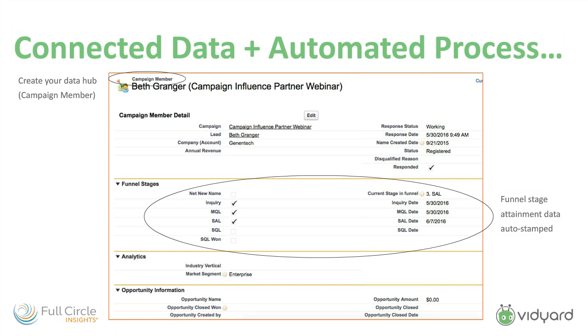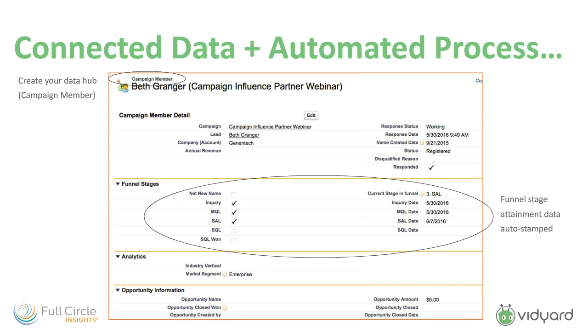And Beth Granger here, there's an instance of Beth Granger attending this campaign influence partner webinar. And you see circled in the middle funnel stage attainment data, right? So auto stamping of the funnel stages. So this Beth Granger has hit the inquiry, the MQL, and the SAL stage. And on the right side, you see that these are the dates, and it's auto stamped. So this is the second half of the title, and that is an automated process.